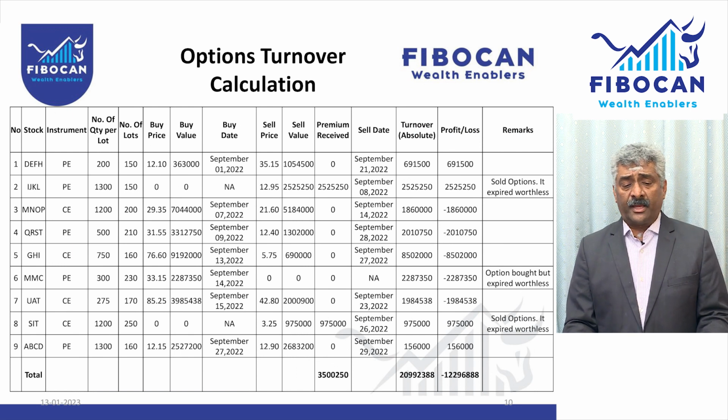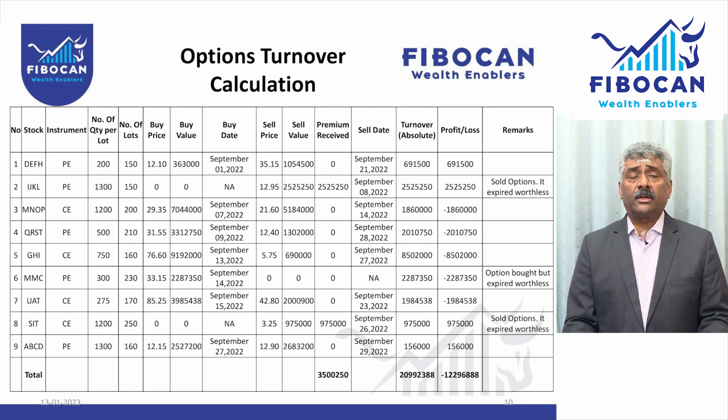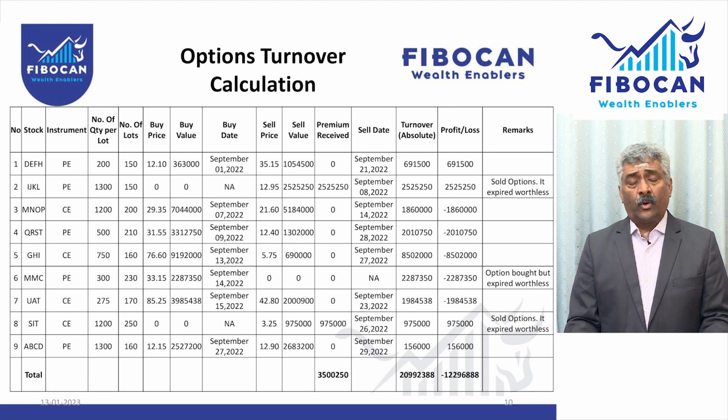As you can see, it is the same thing. Number, stock, instrument. Instrument here it is PE, CE. What type of instrument you are buying or selling? Quantity, number of quantity per lot and number of lots. Buy price, buy value, buy date, sell price, sell value, premium received, sell date, turnover, profit or loss.